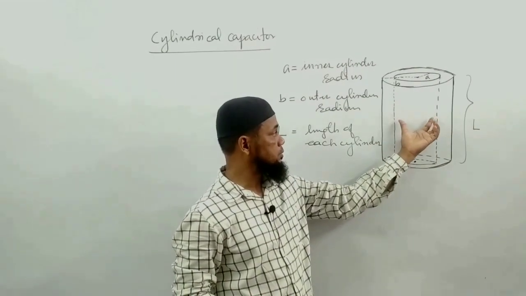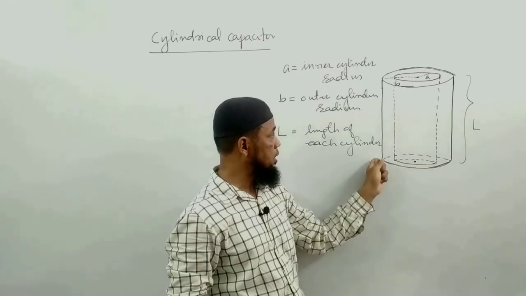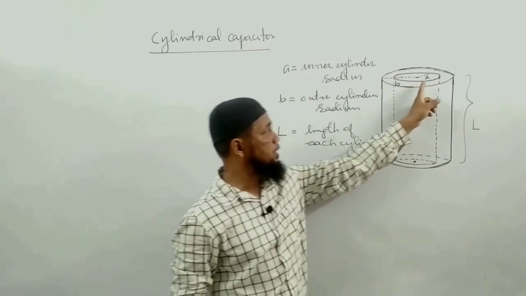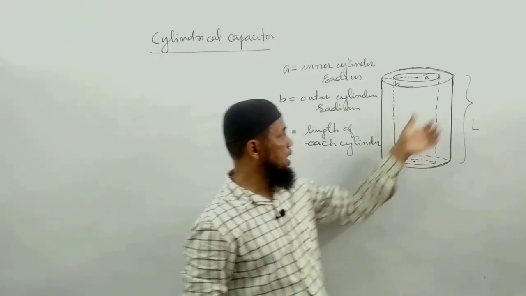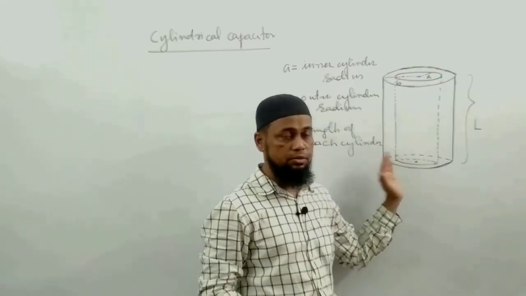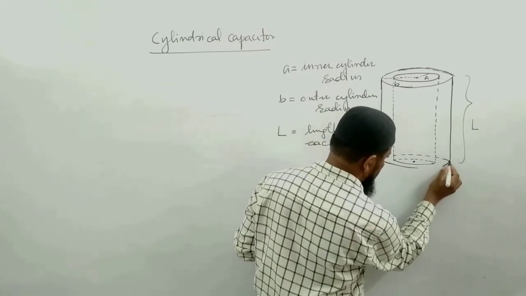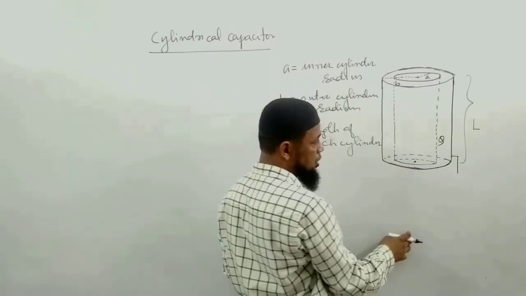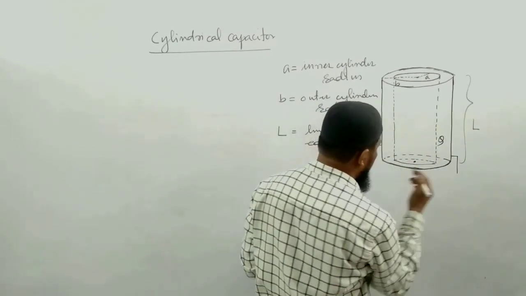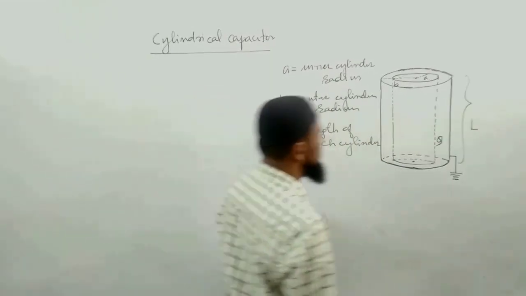For that we have considered two cylinders: an inner cylinder and an outer cylinder. Here A is the radius of the inner cylinder and B is the radius of the outer cylinder, and capital L is the length of each cylinder. A charge Q is given to the inner cylinder and the outer cylinder is grounded.